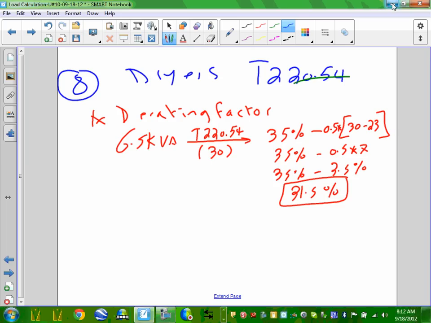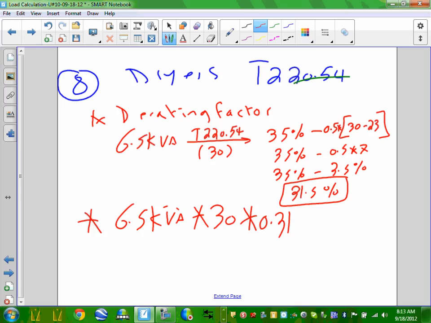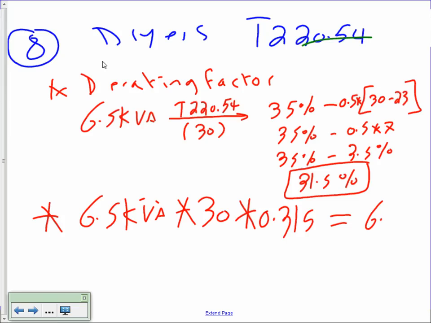Okay. So with this, here's where the 31.5 came to be, right? Everybody knows where the 31.5 came from. Okay, all right, now we're done. Now the last step that I'm going to be using here is I have 6.5 kVA, multiply this by 30. Why 30? Multiply by the derating factor of 0.315, and that will get you a healthy 61.425.